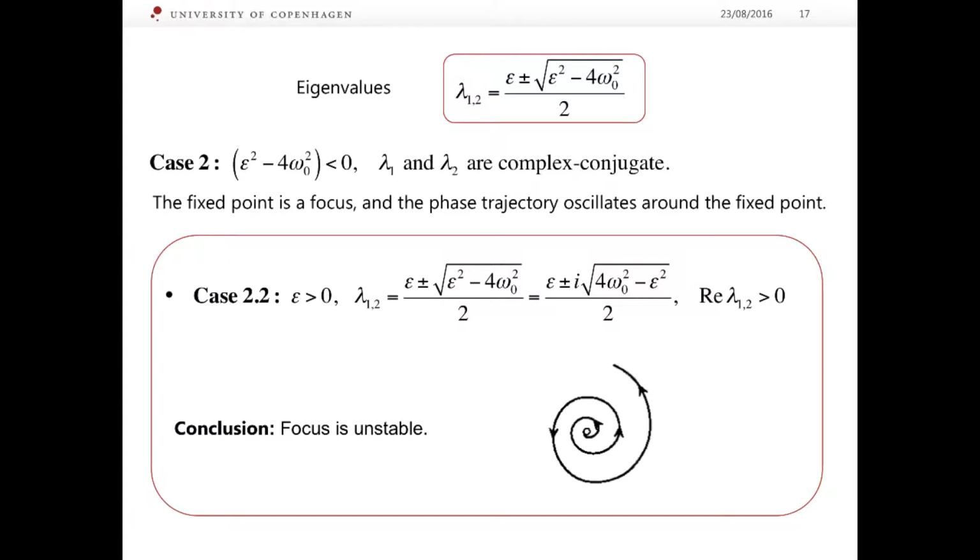To summarize, our analysis of stability of a single fixed point in the van der Pol equation revealed that depending on the values of parameters epsilon and omega naught, the fixed point can have different stability features. It can be stable or unstable, and it can be a focus or a node.